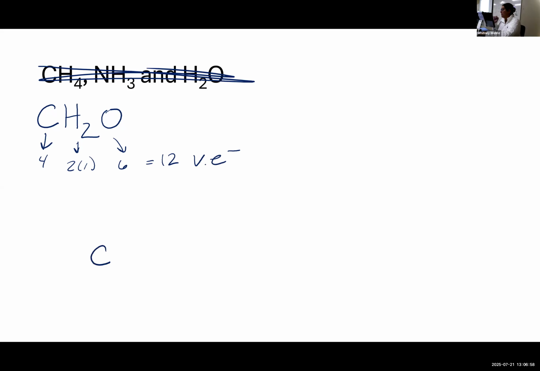So carbon will be in the middle. And then I will do hydrogen, hydrogen, oxygen. I can't put any additional lone pairs on those hydrogens because hydrogen cannot have more than 2. So the only place I can put them is either on the carbon or the oxygen. So I'll start with the oxygen.